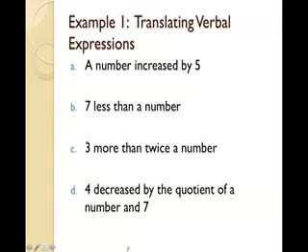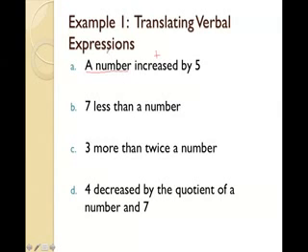Alright, let's look at example 1, translating verbal expressions. Anytime I'm doing this, the first thing I do is look for my keywords. I have a number, so I'm going to underline that. And this number is increased. Well, if I remember from my words, increased means added. That's addition, by the number 5. Anytime I see the words a number, that means a variable. It's a number that's unknown.